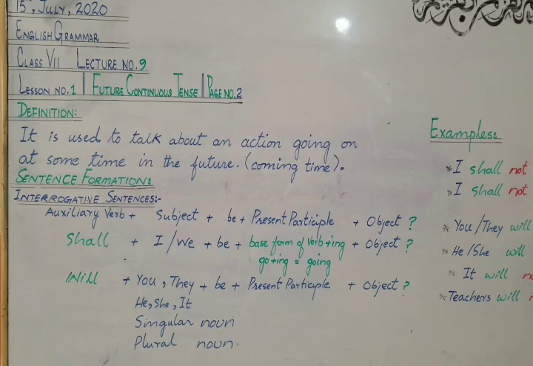Next we have interrogative sentence. An interrogative sentence is a sentence that asks a question. Interrogative sentence उस सेंटेंस को कहते हैं जिसमें हम कोई सवाल पूछते हैं, सवाल करते हैं. ठीक है. और इसकी फॉर्मेशन में ऑक्सिलरी वर्ब पहले आ जाता है, देन सब्जेक्ट प्लस बी प्लस प्रेजेंट पार्टिसिपल ऑब्जेक्ट, एंड वी पुट a question mark in the end.